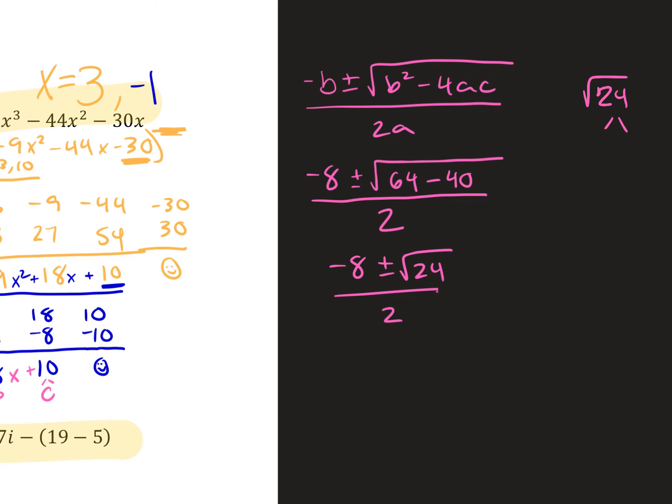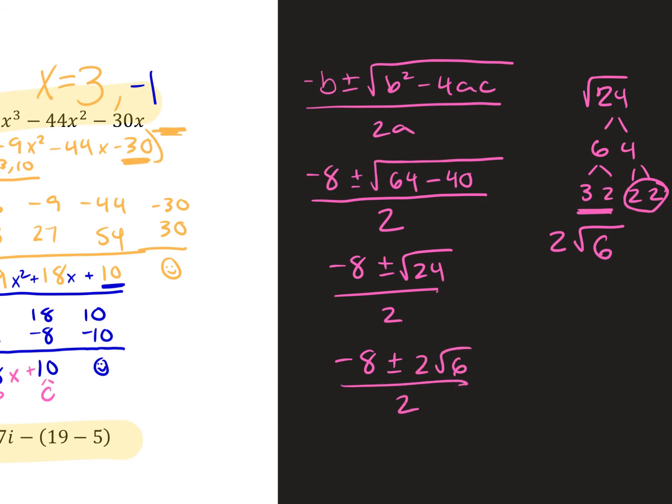So what are 2 factors of 24? 6 and 4. 2 factors of 6? 3 and 2. And then 2 factors of 4 would be 2 and 2. So when we simplify our square root, we circle pairs. So pairs of 2 of a kind. So 2 would come outside. And then whatever doesn't get circled stays on the inside. So 3 times 2, which would be 6. So I have negative 8 plus or minus 2 square root 6 over 2.